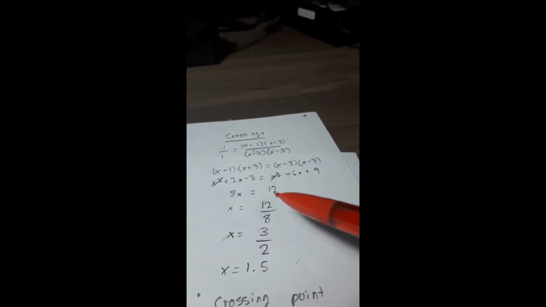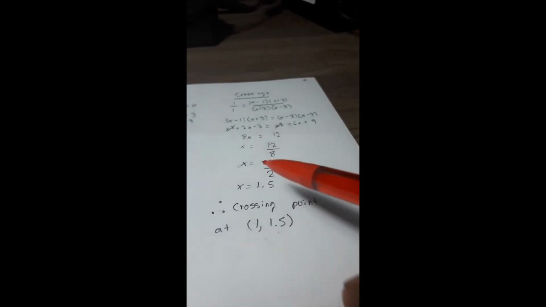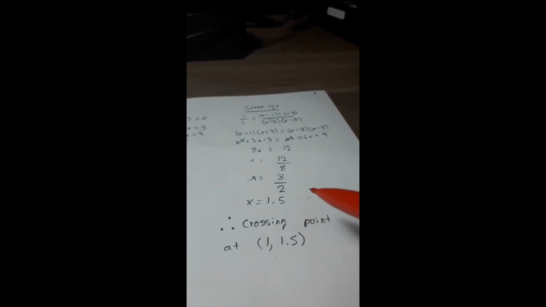And I got x is equal to 12 over 8, which I simplified to x is equal to 3 over 2. Which I then converted to a decimal, x is equal to 1.5, which is a pretty clean number. So that means there would be one crossing point of the horizontal asymptote at x equals 1.5.